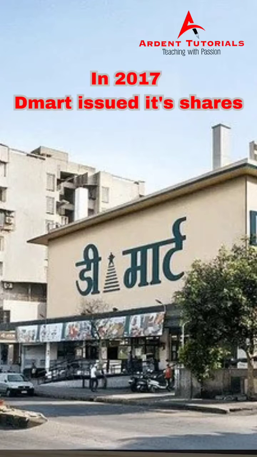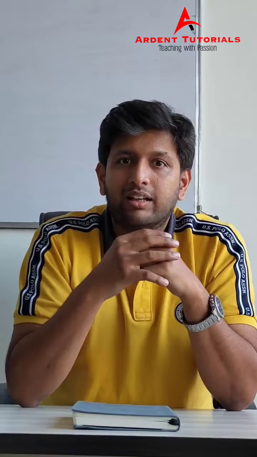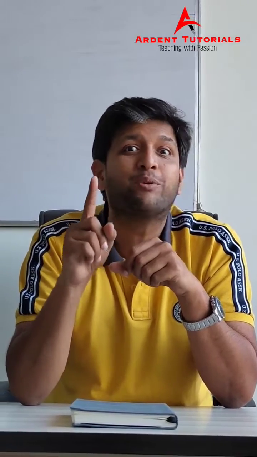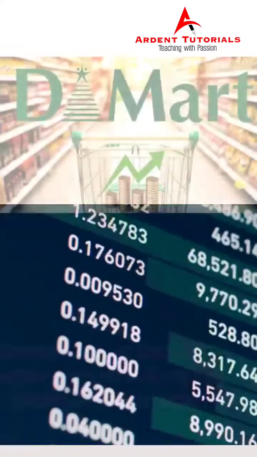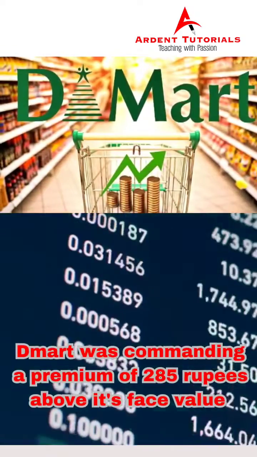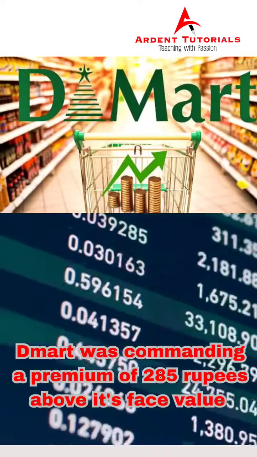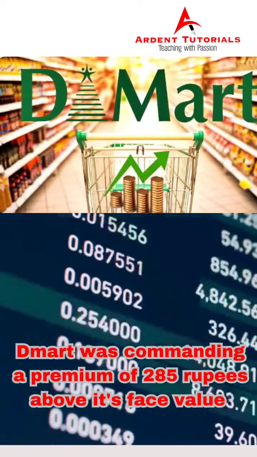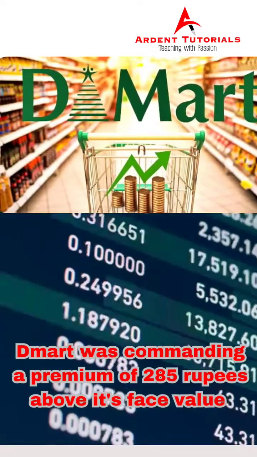In 2017, DMart issued its shares and you must have seen that the price band of the share was 295 to 299. However, the face value was only rupees 10. So, DMart was commanding a premium of almost 285 rupees above its face value. Isn't that amazing?